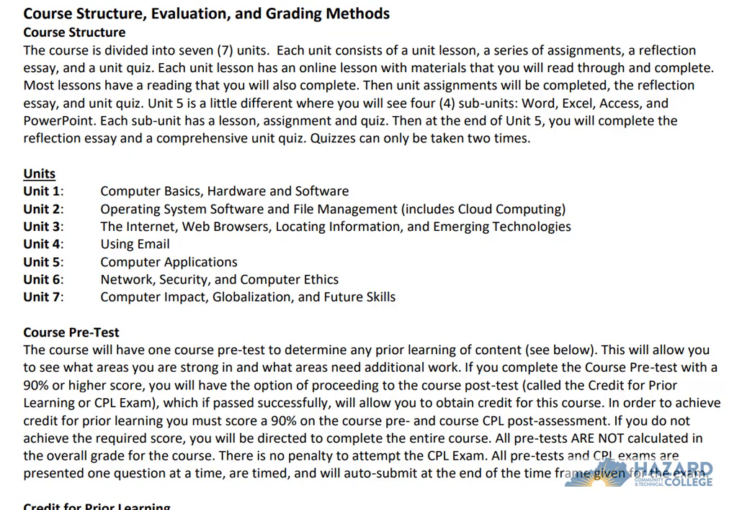The course pretest. The course will have one course pretest to determine any prior learning of content. This will allow you to see what areas you are strong in and what areas need additional work. If you complete the course pretest with a 90% or higher, you will have the option of proceeding to the course post-test called the Credit for Prior Learning or CPL exam, which if passed successfully will allow you to obtain credit for this course. In order to achieve credit for prior learning, you must score a 90% on the course pre and course CPL post-assessment. If you do not achieve the required score, you will be directed to complete the entire course.